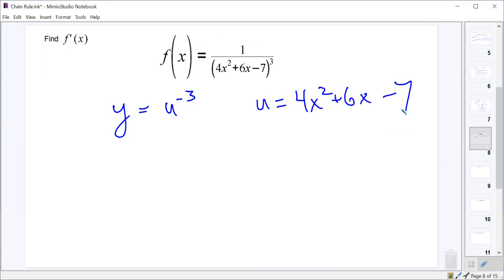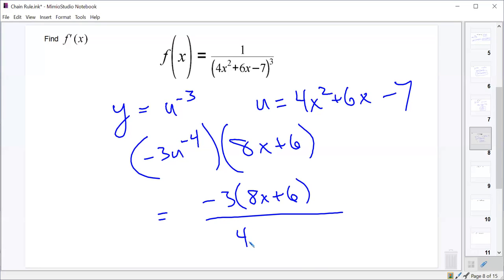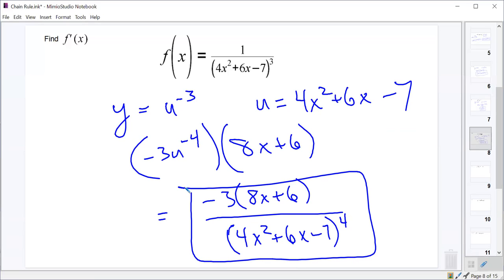Yep. All right, so dy du should be, by the power rule, -3u to the -4 times the derivative of u, which is 8x plus 6. If you want to factor the 2 out of that, go ahead, but there's no reason to particularly. So this becomes -3 times 8x plus 6 all over u to the 4th power, or 4x squared plus 6x minus 7 to the 4th. Any questions or issues? Did you guys all get that as your derivative?